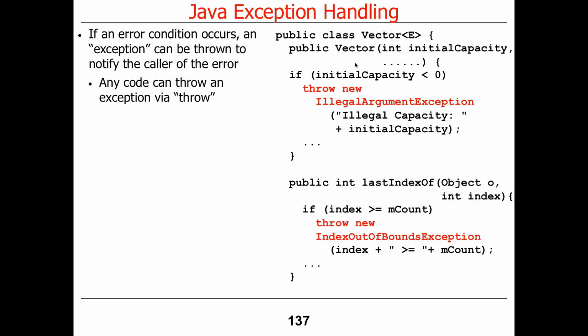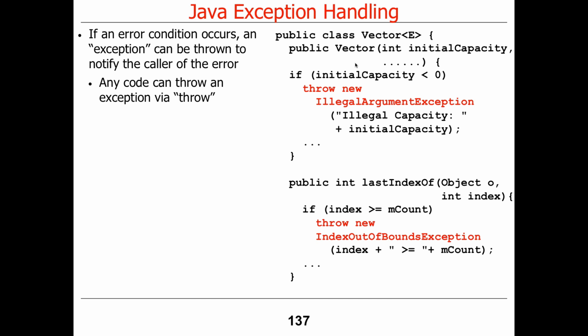Likewise, here's the lastIndexOf method, which is going to try to find the last index of this object. It's going to search for this object starting at this index, and find the last one. Well, if you give it an index that's beyond the end of the array, it's going to throw an index out of bounds exception. So these are examples of throwing exceptions which indicate errors have occurred. Now we'll talk about how you handle them. But before we do, any questions about throwing an exception?